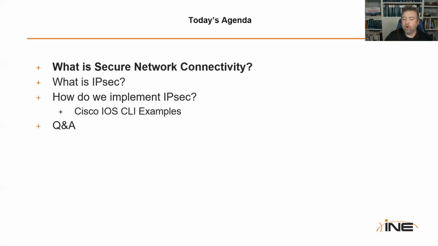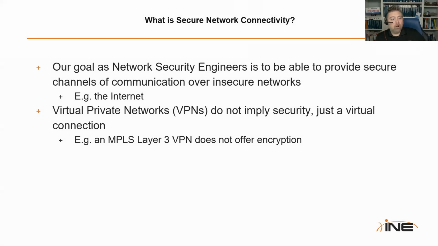So first and foremost, what is secure network connectivity? Our goal as network security engineers is to be able to provide secure channels of communication over insecure networks. Most of the time, this insecure network is going to be the internet, where we have two remote offices that we're trying to connect, or a remote user and a central office that we're trying to connect.